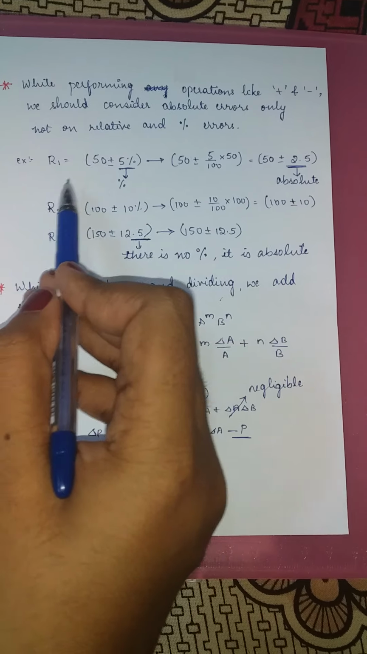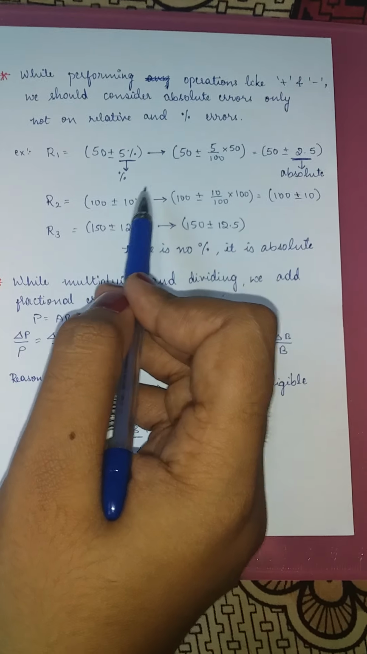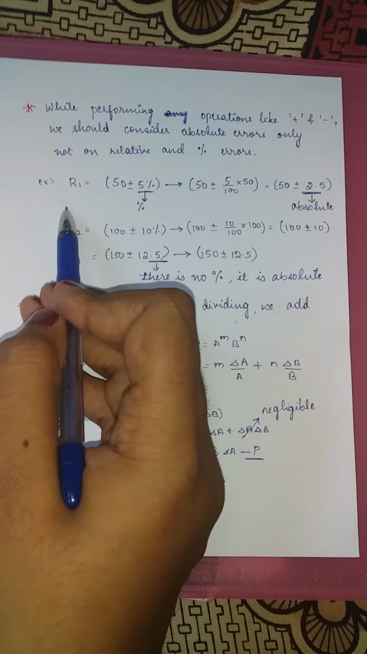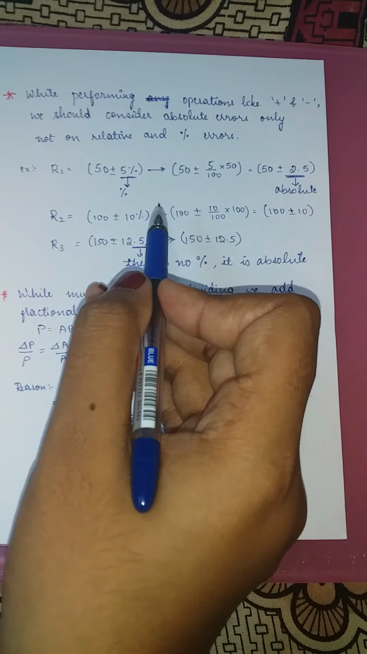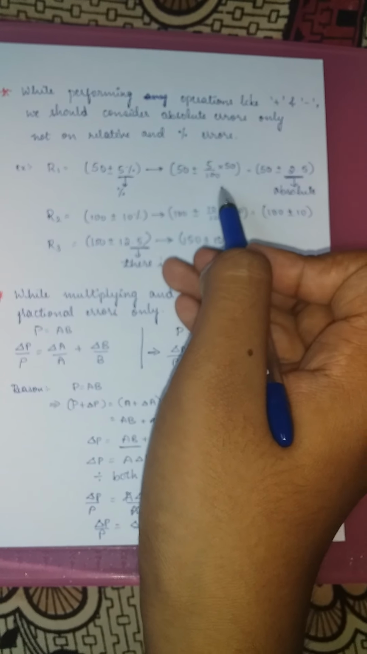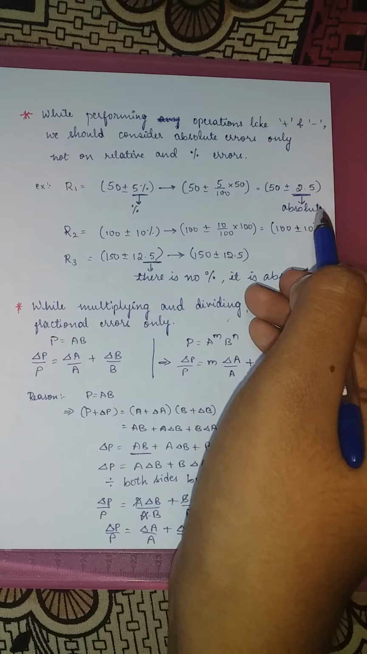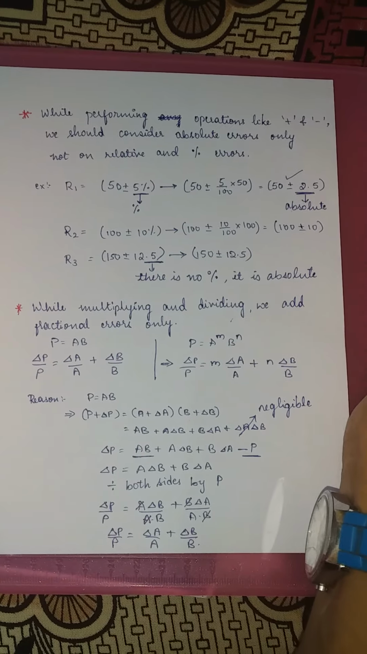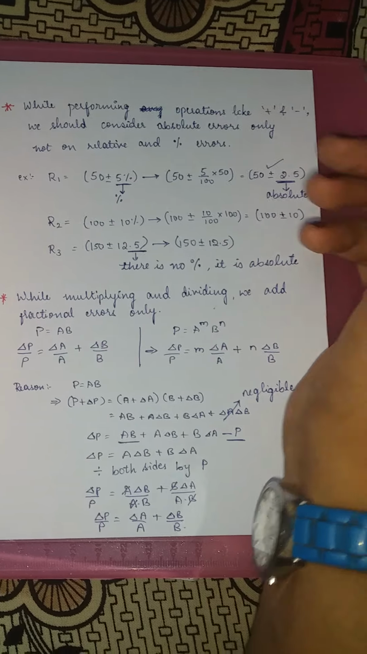See, in R1, 50 plus or minus 5 percent. Here it is a percentage, so you are not supposed to solve it directly if there is a percentage. You will have to convert all the readings that are given into absolute errors if you want to perform addition or subtraction. Converting it, you get 50 plus or minus 2.5, which is an absolute value. This is the right value that you need to consider for solving questions which have addition and subtraction.